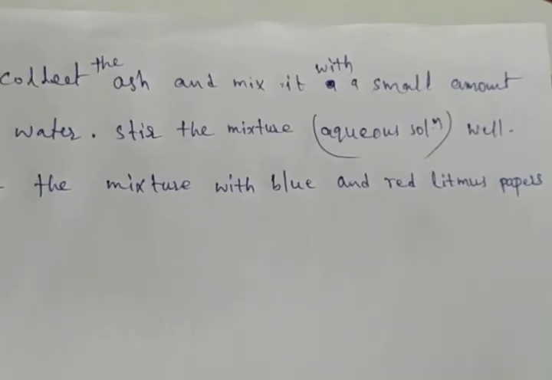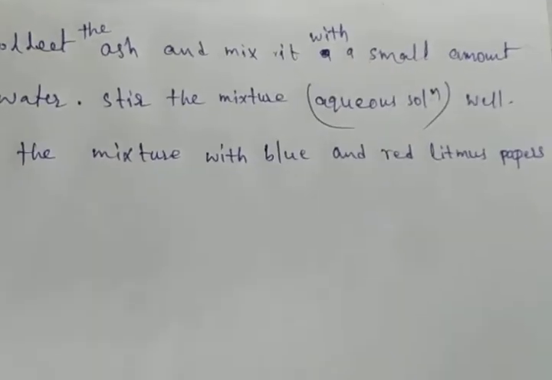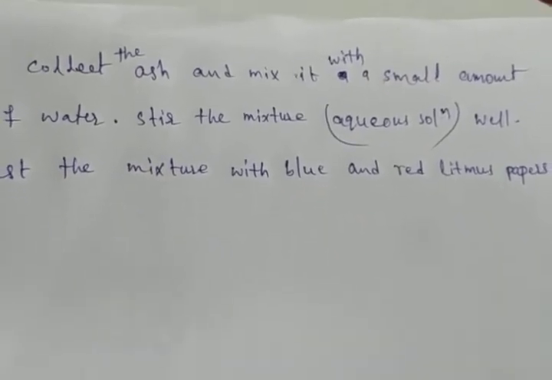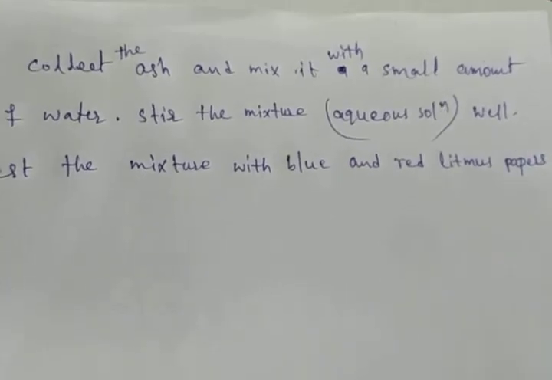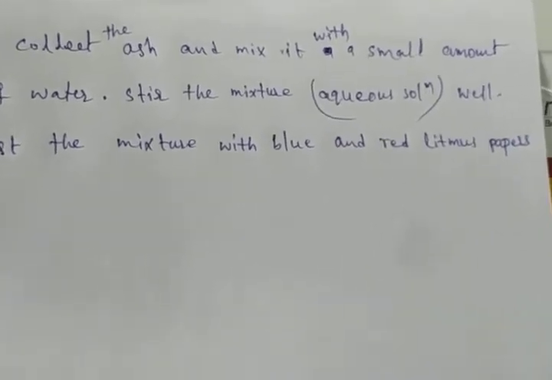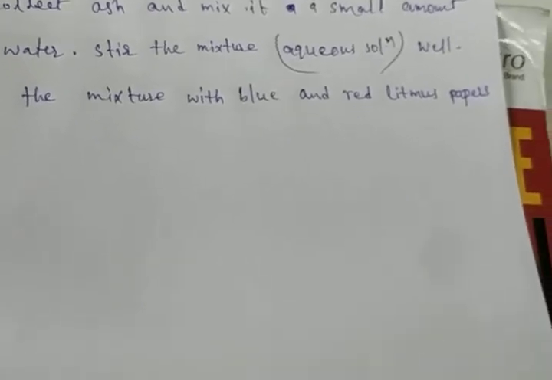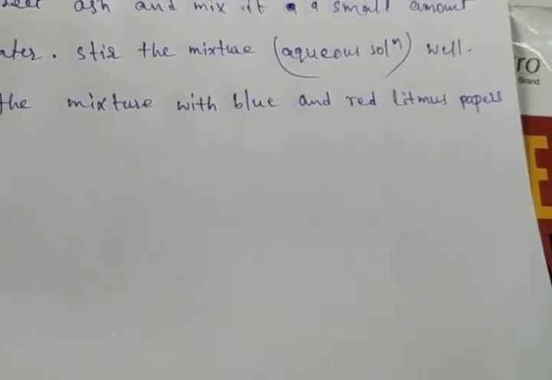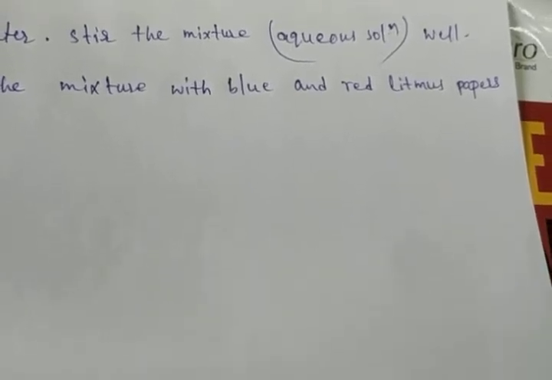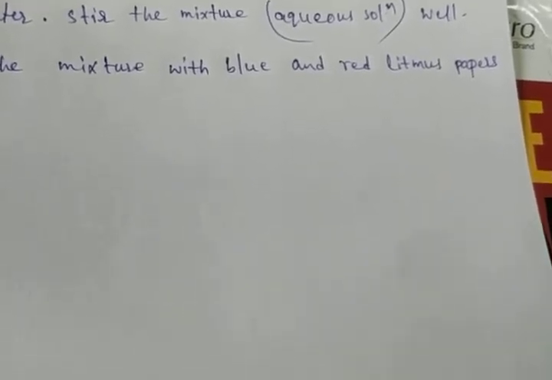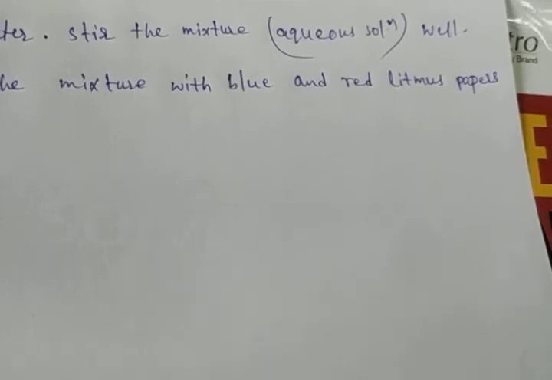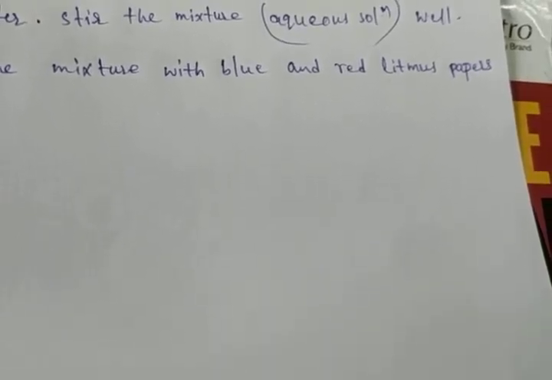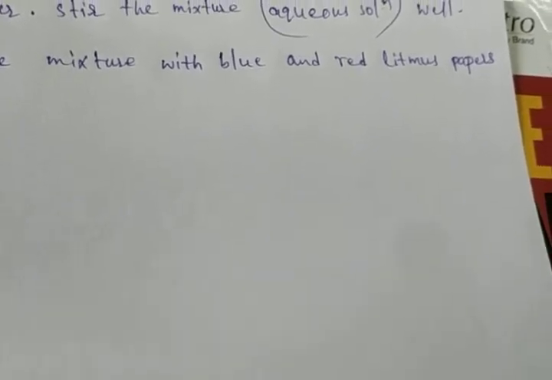What we did: first we collected the ash and mixed it with a small amount of water. Stir the mixture well and after that test the mixture with blue and red litmus papers. On the basis of this test, how do you classify the aqueous solution, acidic or basic? On dissolving the ash in water, it forms a new substance. This change can be written in the form of an equation.